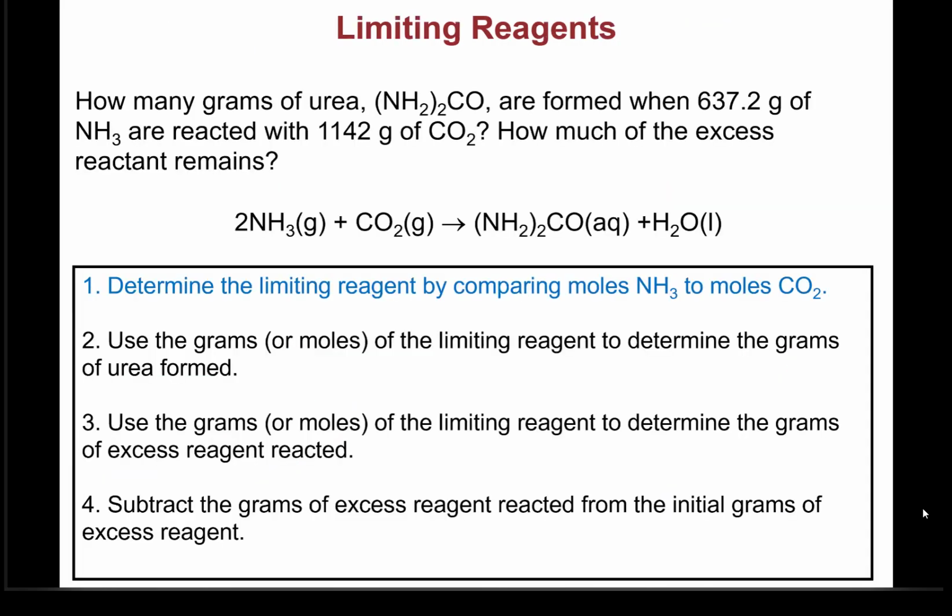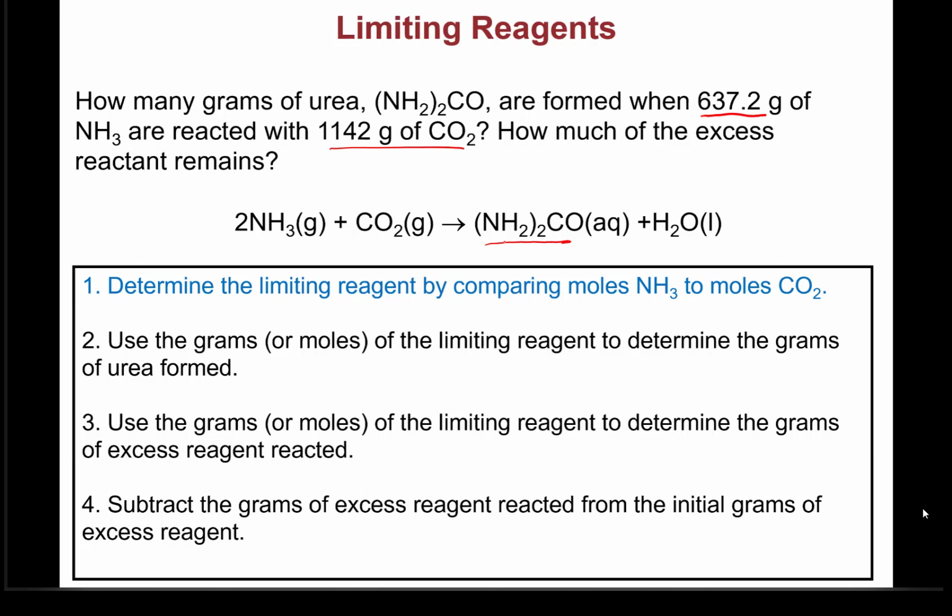So when you react this number of grams of ammonia with this number of grams of carbon dioxide to make urea according to this equation, how many grams of the product would form and how much of the excess reagent will remain?